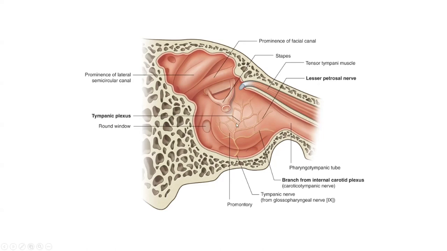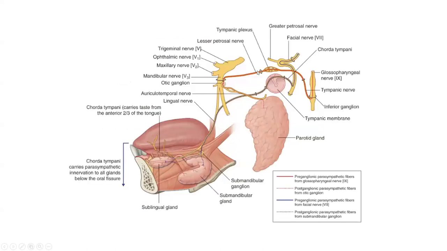ear. And from this tympanic plexus arises the nerve which is called the lesser petrosal nerve. And this lesser petrosal nerve reaches, and is still carrying, the preganglionic parasympathetic fiber, which originated from the inferior salivatory nucleus, to the otic ganglion.